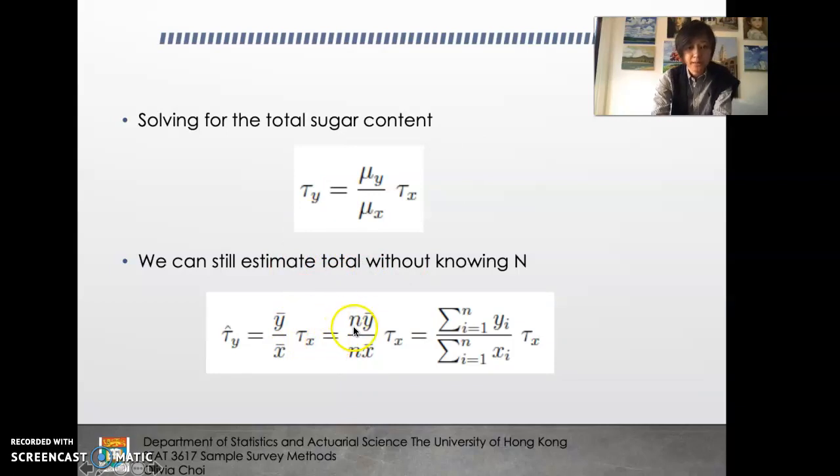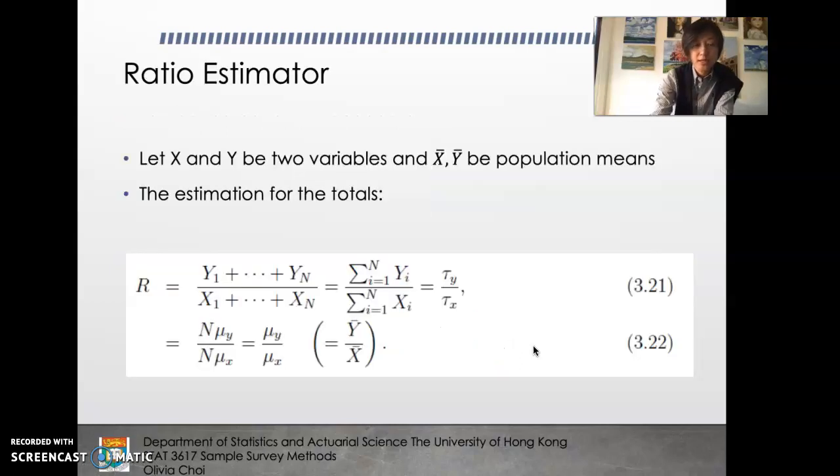Or we can multiply that by N. We can also use the total sugar content in our sample to the ratio of total weight in our sample, multiplied by the true value of the weight in the shipment, to do the calculations. So this is called the ratio estimator.